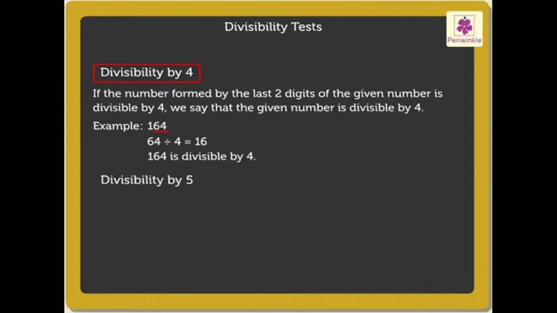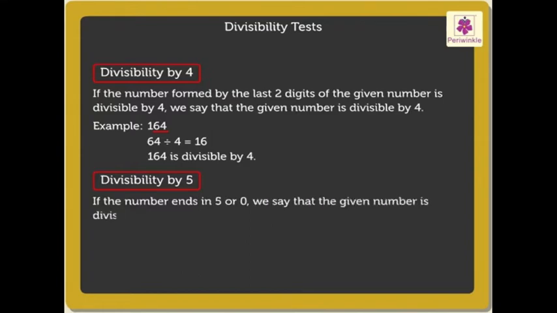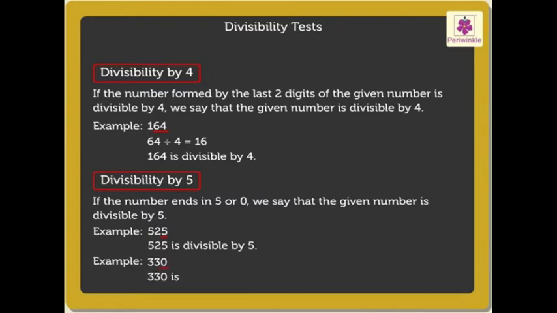Divisibility by 5. If the number ends in 5 or 0, we say that the given number is divisible by 5. For example, 525 ends in 5. Thus, it is divisible by 5. Look at this another example. 330 ends in 0. Hence, it is also divisible by 5.